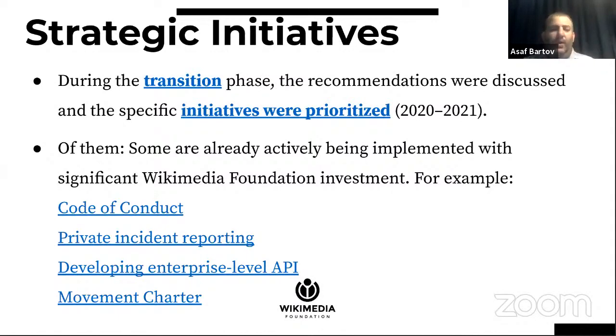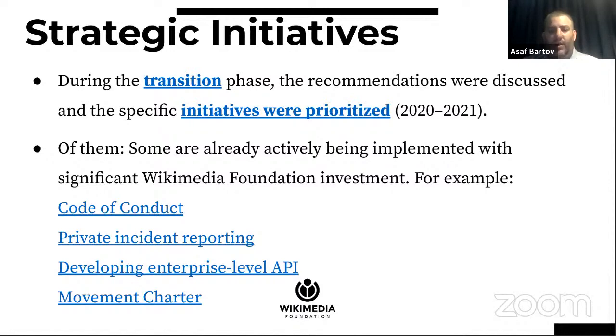This year we as a movement came up with this prioritized list of initiatives. Again, we want to do all of them. Some of them were identified as more crucial or more urgent. And of those initiatives, some of them are already, as we speak, actively being implemented with a significant investment by the Wikimedia Foundation.